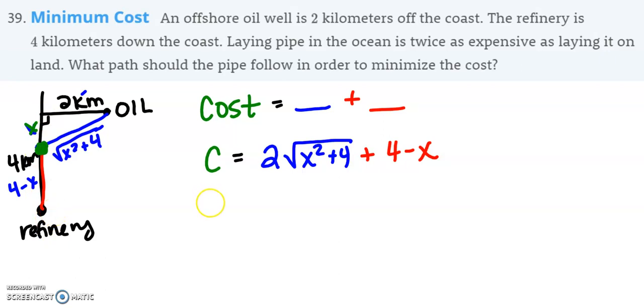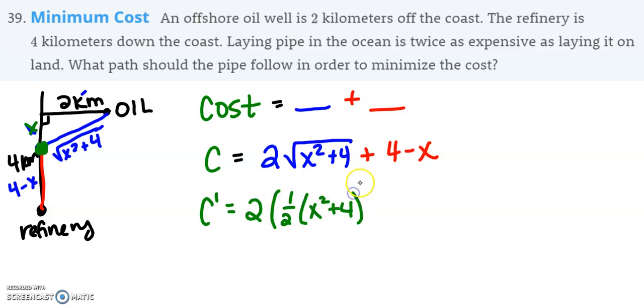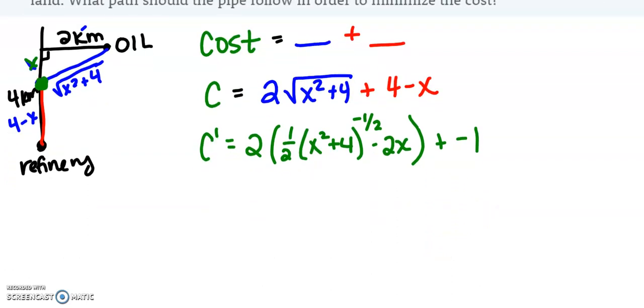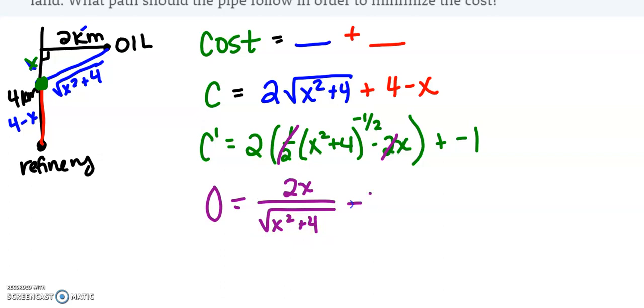So I want to take the derivative here. C prime equals 2 times 1/2, leave the inside alone, drop the power, times the derivative of the inside with the chain rule, plus the derivative of 4 is 0, derivative of negative x is going to be -1. All right, I'm going to set that cost equal to 0 and also consider where it may have been undefined. So cleaning all this up, the 1/2 and 2 go away, but I still have a 2x over the square root of x squared plus 4, minus 1.